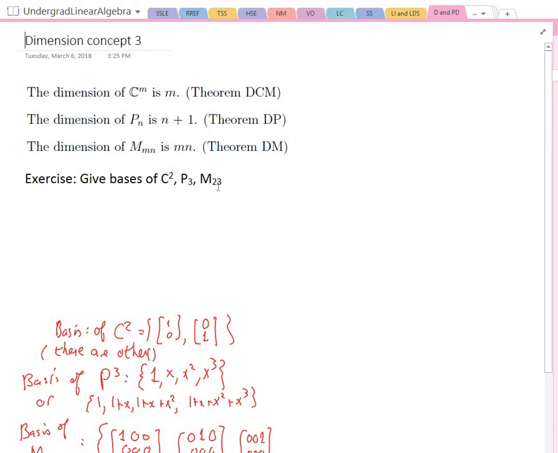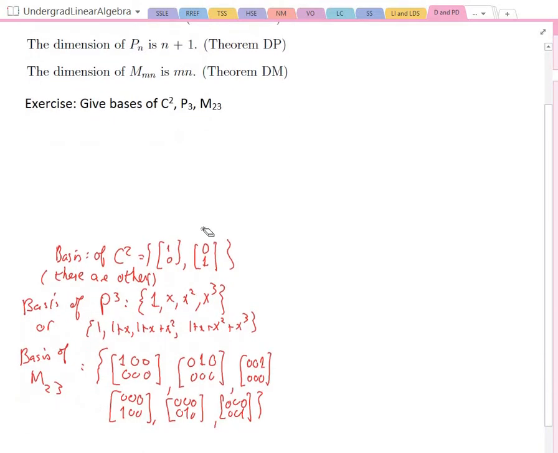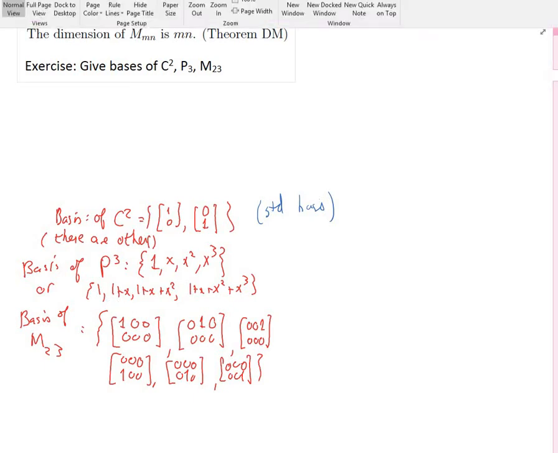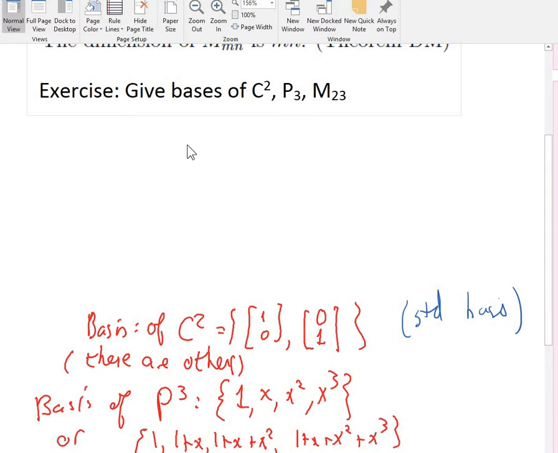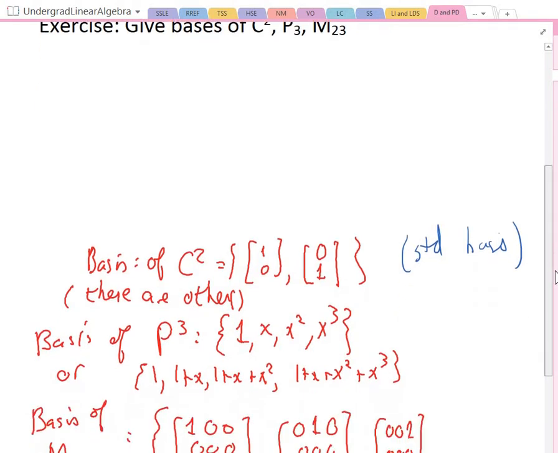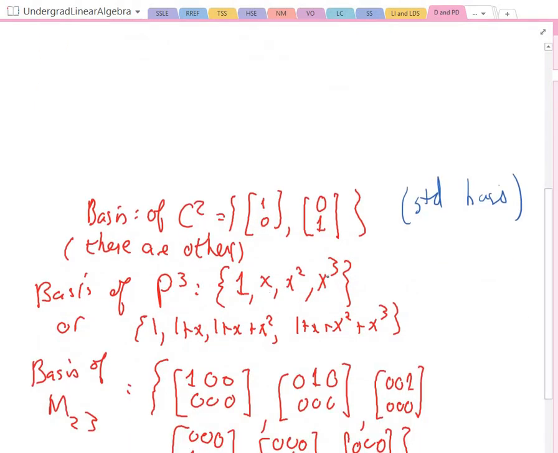All right, so if you tried this exercise, a basis of C^2 would be (1,0) and (0,1). That's actually called the standard basis. A basis of P_3 would be 1, x, x squared, x cubed, and you could also call that a standard basis. Here's another example of a basis. Sorry, I'm sorry, that was one basis. Another basis would be 1, 1 plus x, 1 plus x plus x squared, 1 plus x plus x squared plus x cubed.